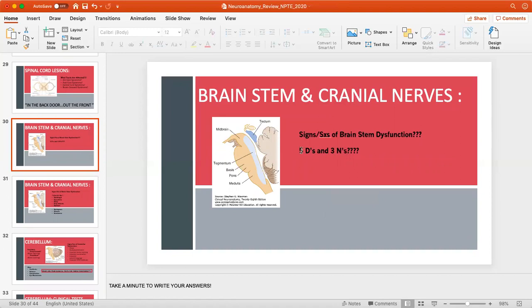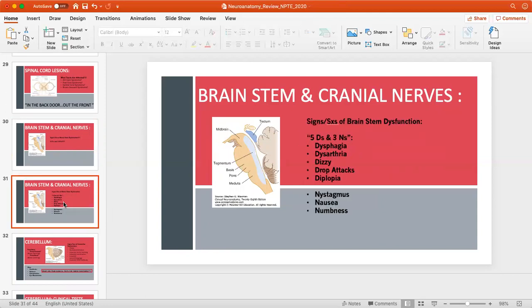So those signs and symptoms are going to clue us in that we may have a brainstem disorder or brainstem dysfunction. Some of our basic functions: ability to eat, swallow, see clearly, GI functions or digestive functions. And so here those are, 5 Ds and 3 Ns spelled out for you.